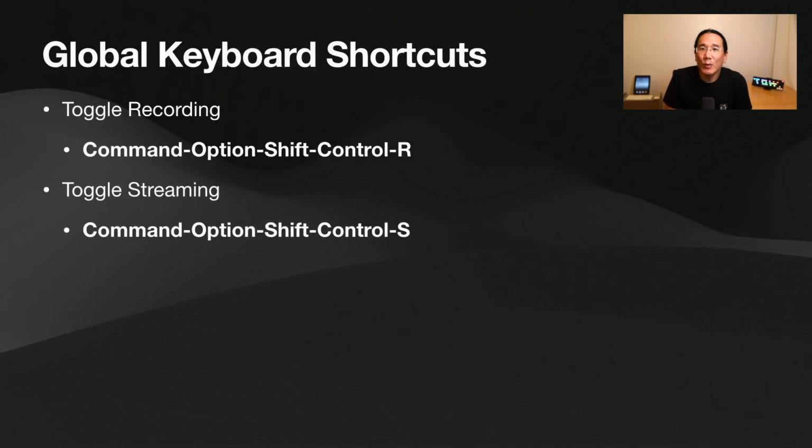I've added global keyboard shortcuts for starting and stopping a recording and streaming. If you just hold down Command Option Shift Control R, that will toggle on and off recording, and Command Option Shift Control S will toggle on and off streaming.